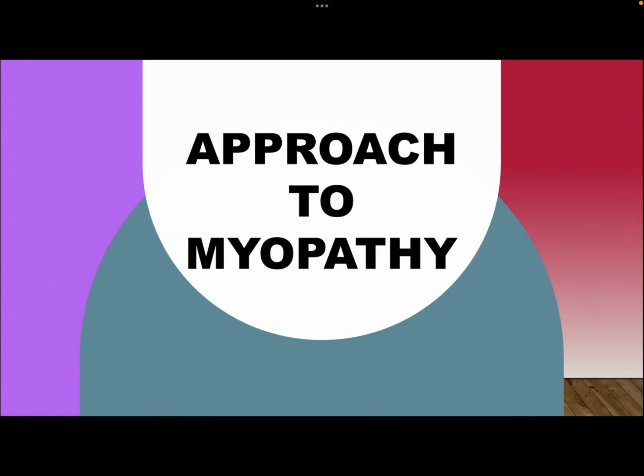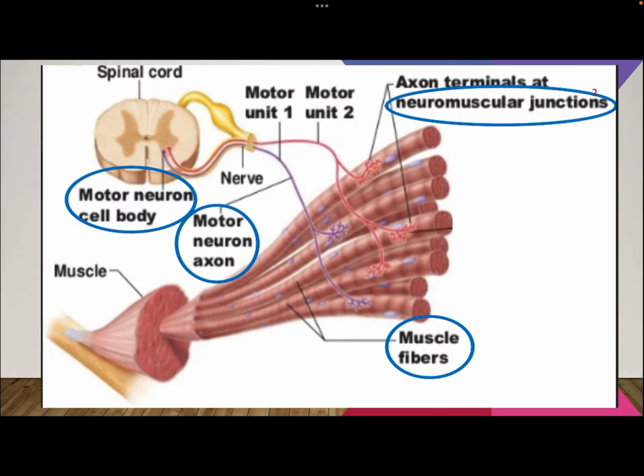Hi all, let's start with the topic approach to myopathy. You need to have a knowledge of basic anatomy here. So this is a muscle. The muscle is made up of small muscular fibers. The muscle fiber is innervated by the nerve root. At the end of the nerve root, the axonal terminal forms a neuromuscular junction with the muscular fiber.